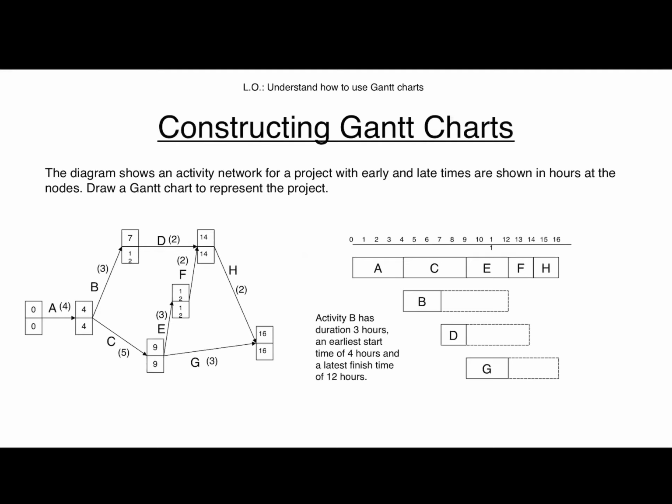With D, we do the same thing. The earliest it could start is at 7, with a duration of 2. The earliest it could finish is at 9, but I've got float, I've got room for maneuver. The latest I could finish it is at 14, and that's my dotted dashed line there, which means I could slide D anywhere there if I wanted. And finally, with G, I do the same thing.